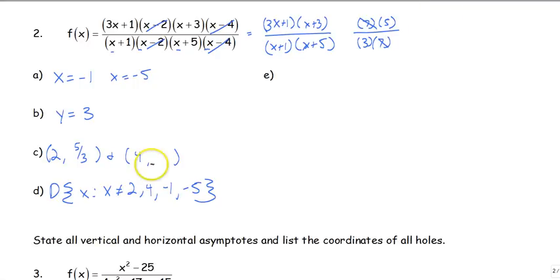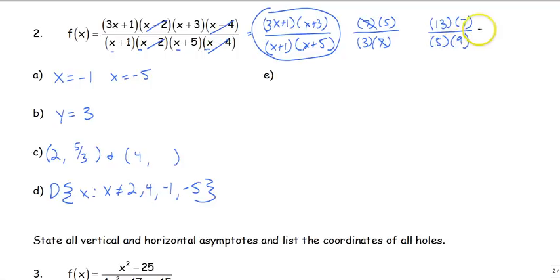And now we're going to use x equals 4. So when x equals 4, we get 3 times 4 is 12 plus 1 is 13. Again, I'm just plugging it into this simplified form. So 13 times 7 over 4 plus 1 is 5, and then 4 plus 5 is 9. So this is a much bigger number. When you simplify that, you get the decimal 2.022, and those are the 2 holes.